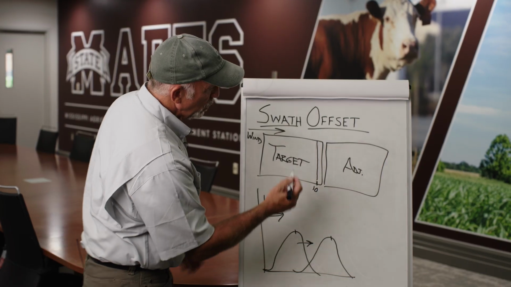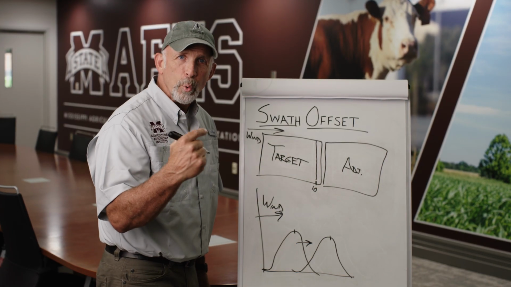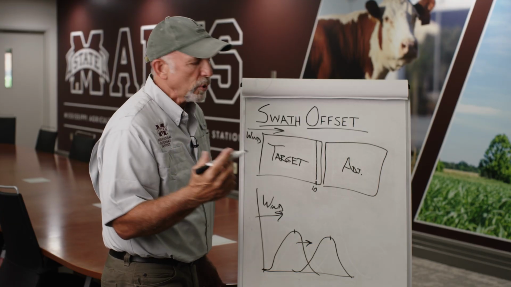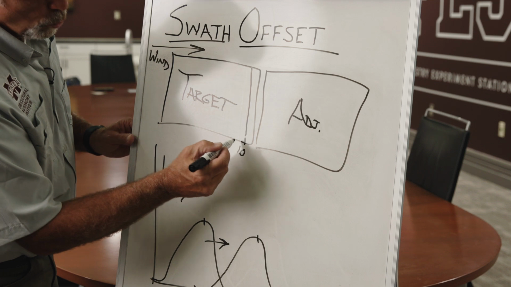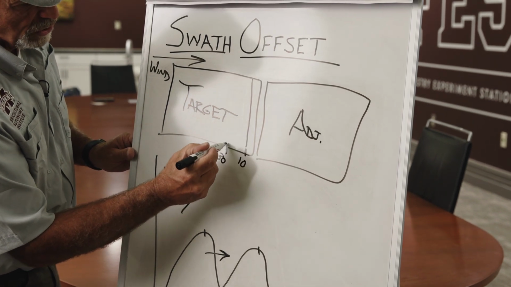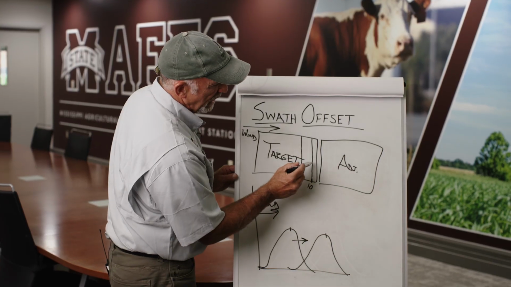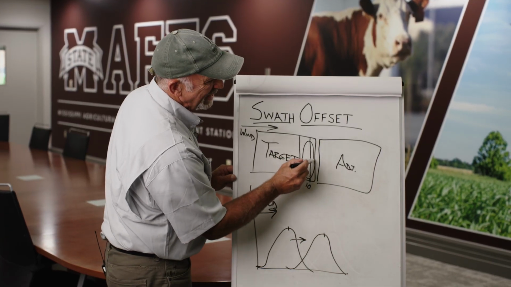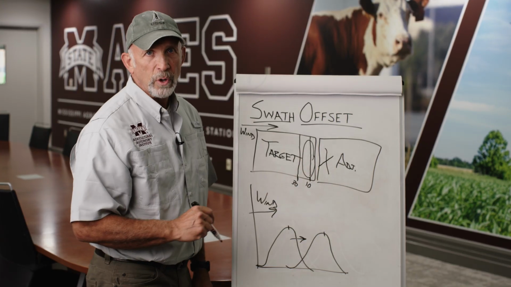So what we'd like to do for our application in this target area is move upwind by one full swath, let's say 20 feet or so. So instead of making our first pass at 10 feet, we would move up to 30 feet into our field to make that first pass. And then what that's going to do is allow our spray to be deposited in the field and not in this adjacent sensitive crop.